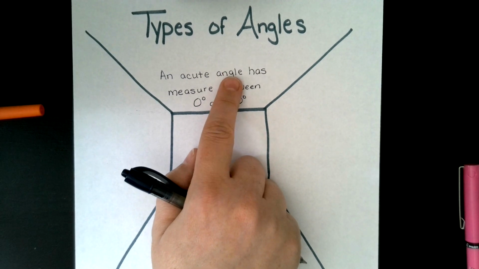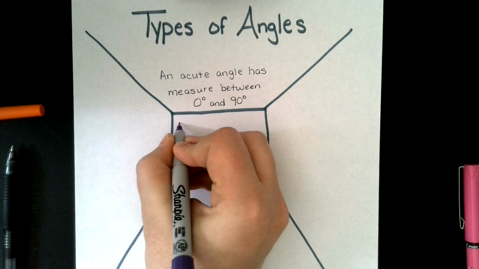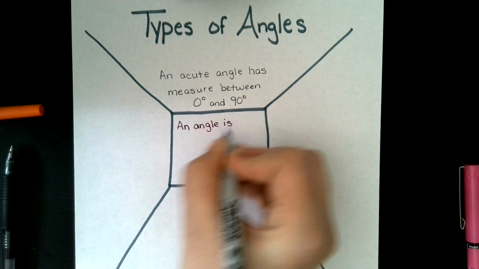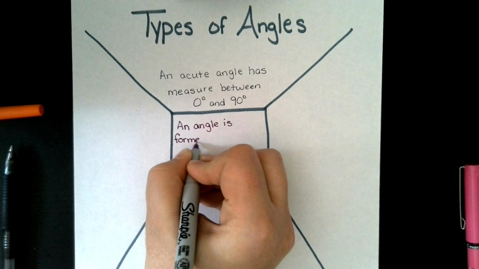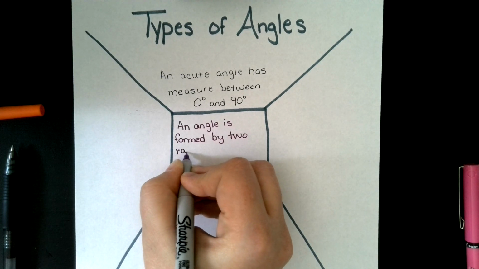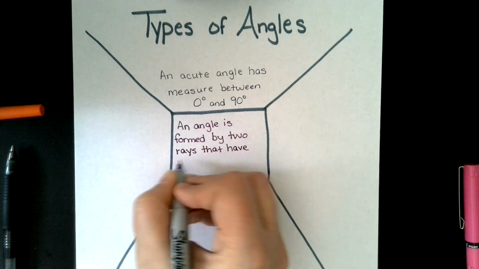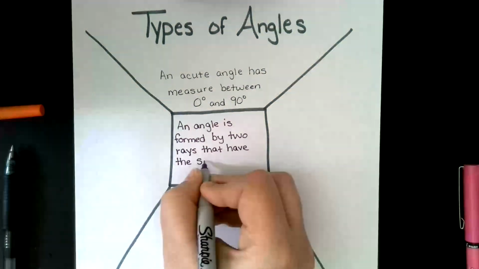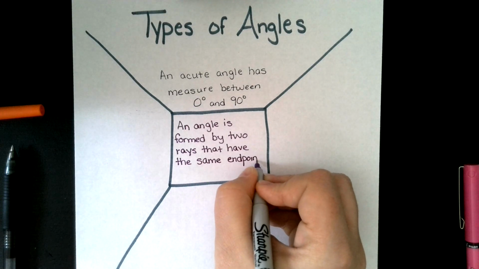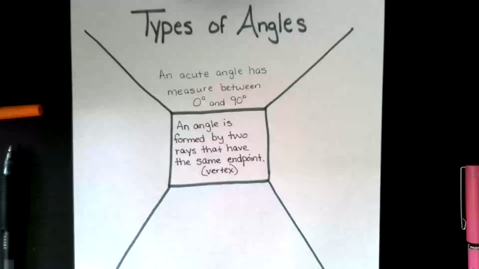And then we're going to talk about all the other kinds. So an angle, let me use different colors so you can see it. An angle is formed by 2 rays that have the same end point. We call an endpoint a vertex. Okay, and you're going, that's more confusing than it was when we started.